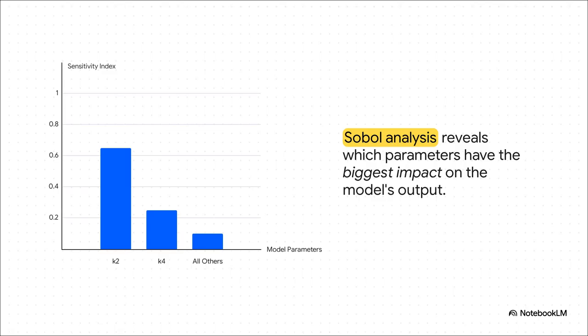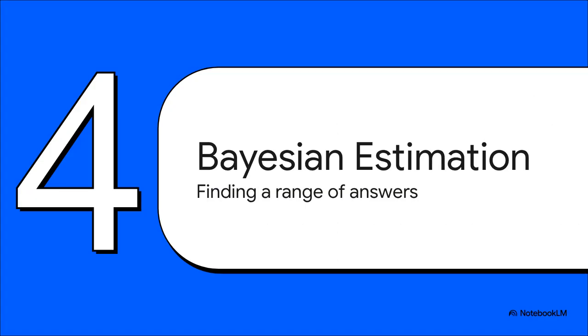So the takeaway is huge. We can now focus our precious time and computational power on nailing down K2 and K4, and maybe just fix the others to some reasonable values. We've done our homework, we've identified our key parameters. All right, now it's time for the main event, actually estimating them. And we're going to do this using a modern, really powerful approach called a Bayesian framework.